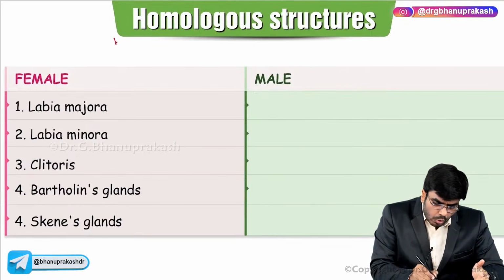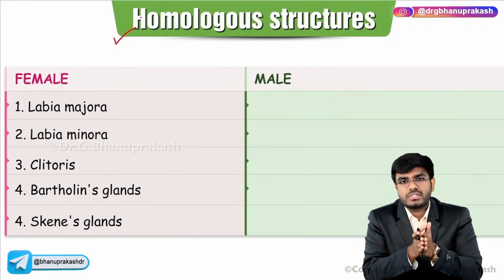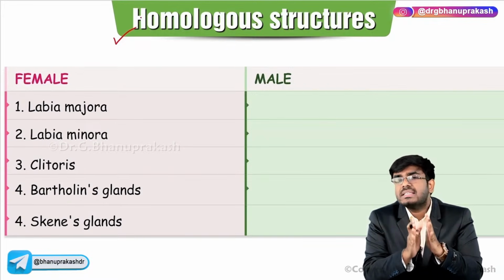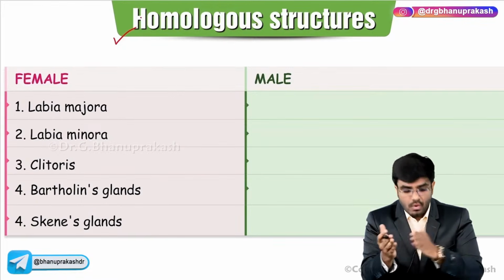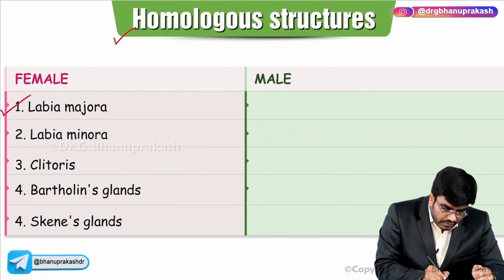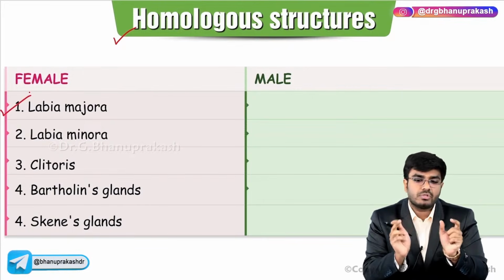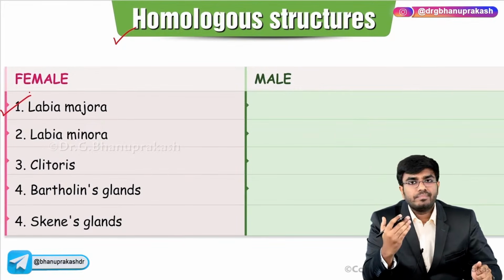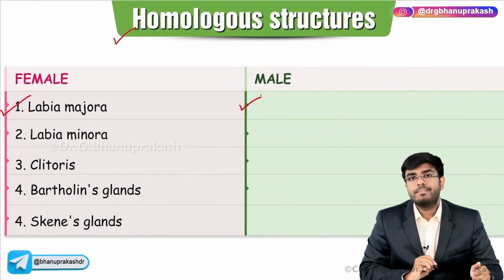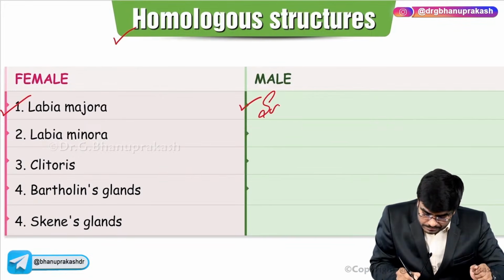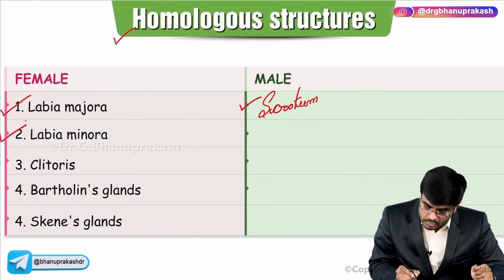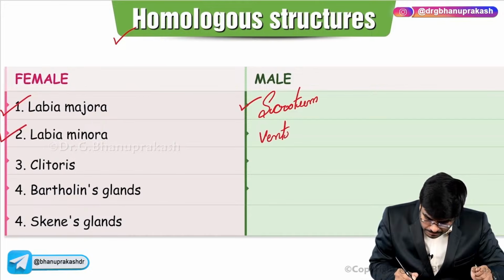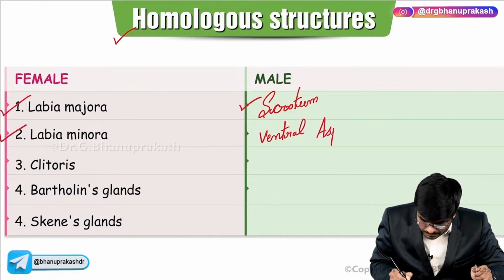Now we are discussing the homologous structures. What exactly are homologous structures? Homologous structures are nothing but similar structures in the male counterpart. For example, the labia majora in a female. We have seen what exactly the labia majora are, the thick folds. Now the labia majora in a female is homologous to which structure in a male? It is the scrotum. The labia minora is homologous to the ventral aspect of the penis.